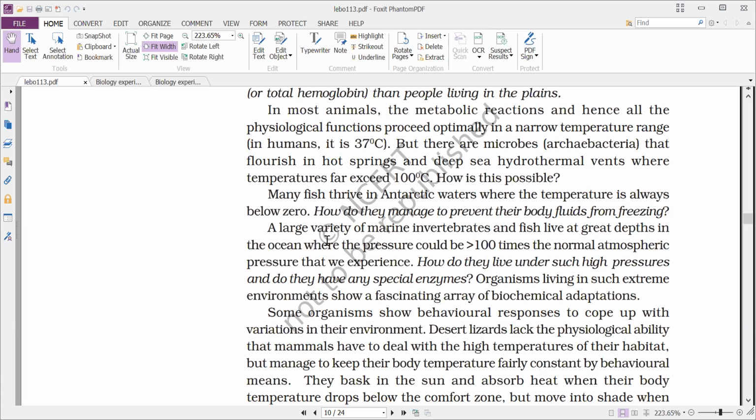How these body fluids are prevented from freezing: some chemical substances are dissolved in the water, which decrease their melting point. As a result, the fluid will remain in a fluid condition. As a result, the animals which are living in that very cold water are also able to survive. Because of that, the organisms do not freeze.